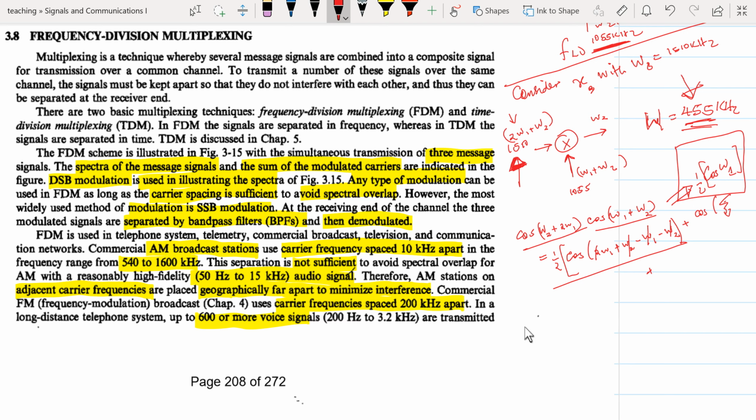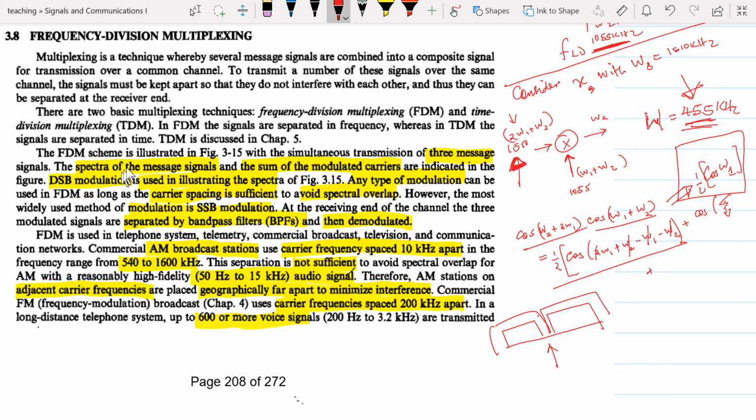So in FDM, the signals are normally separated by their frequencies, such that one signal is centered at frequency F1, and another one is centered at frequency F2. Therefore, there is always a gap between these two, and when you are receiving them, you would only apply a filter that will filter the first one, and so on. So that is the idea of FDM.